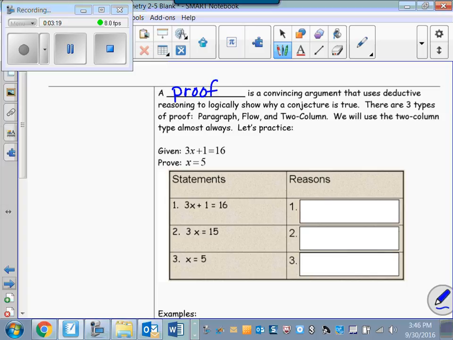A proof is a convincing logical argument that uses deductive reasoning to show why a conjecture is true. There are 3 types of proof. You can have a paragraph proof, a flow proof, and a 2-column proof. We will, in my course, always do 2-column proofs. In all of my courses that I did in college, I never did anything other than a 2-column proof, so I'm going to stick to 2-column proofs here. They just make better sense to me.